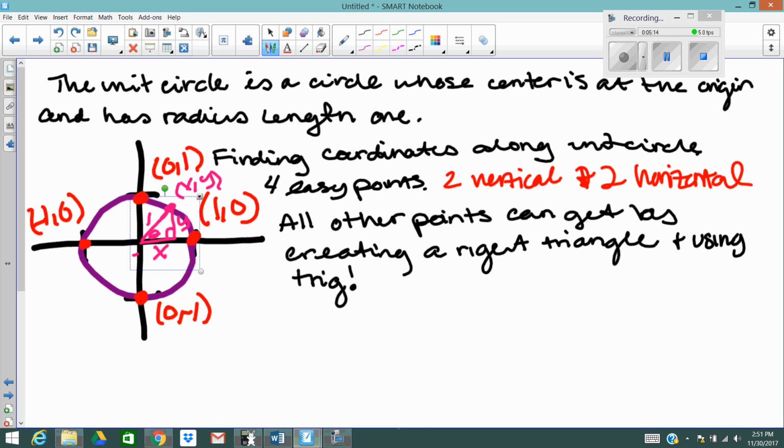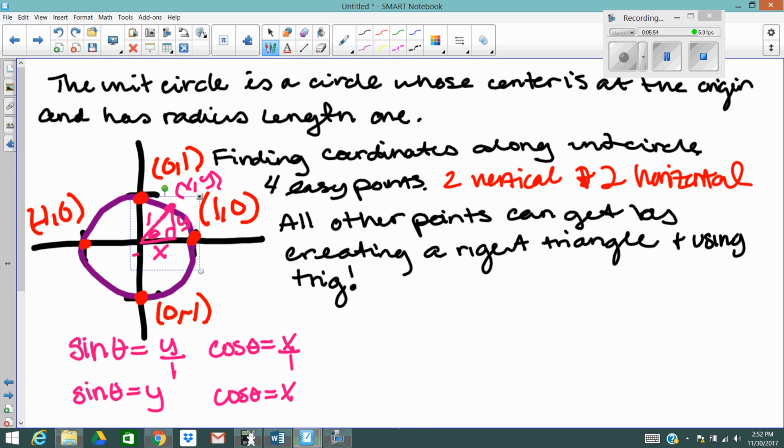So if I want to find x and y, I can do some trig. So let's do sine, cosine. So if I do sine of theta, I know that's opposite over hypotenuse, which in this case is y over 1, meaning sine of theta is just equal to y. And if I want to do cosine of theta, I have cosine of theta is equal to adjacent over hypotenuse, so x over 1. So cosine of theta is really just equal to x.